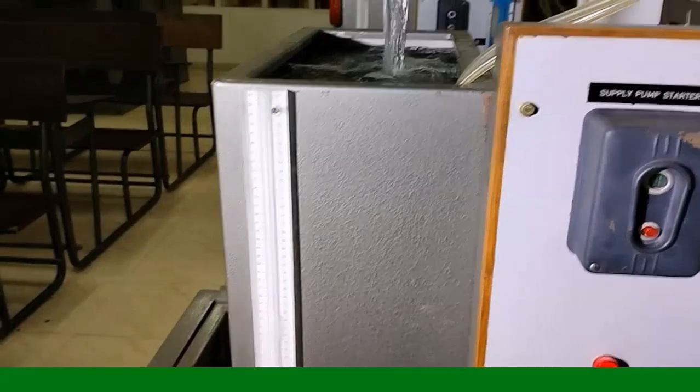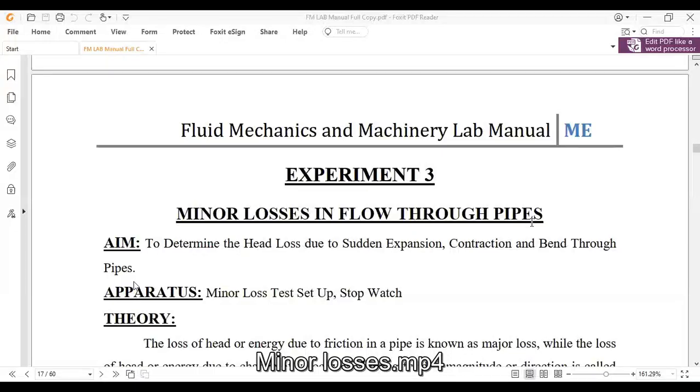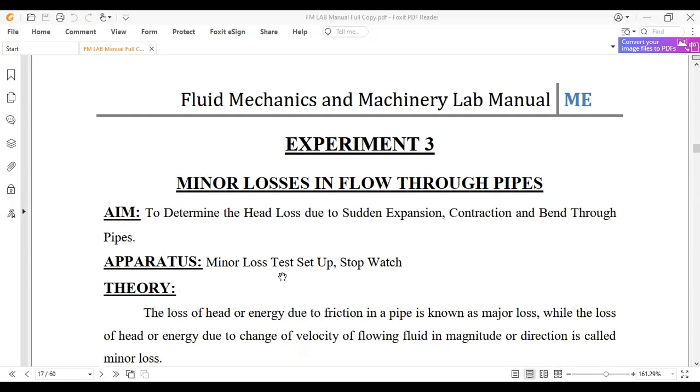Okay, now we are going to discuss the calculation part of this experiment. How to conduct the experiment is already explained. Now we will discuss how to calculate. The experiment name is minor losses in flow through the pipe. This is the manual that is available in the department library as well as in the FM lab, the fluid mechanics and machinery lab.